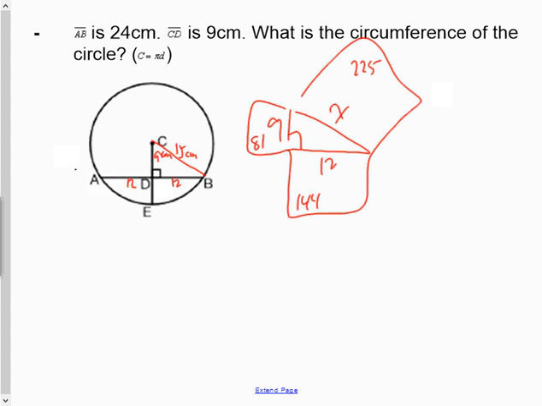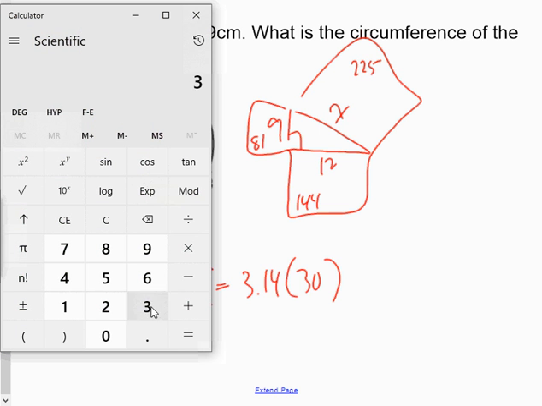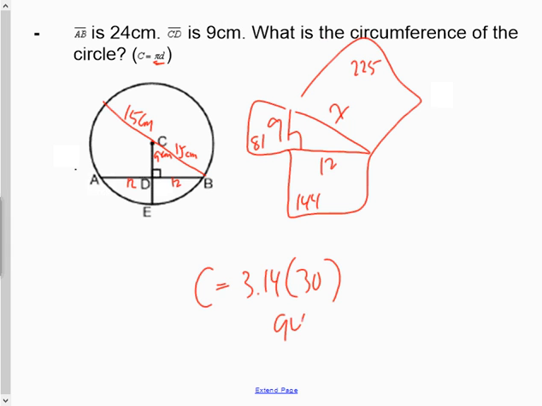But wait, we're not done. In order to find the circumference, I need to know the diameter, not the radius. But if I double it, that 15 centimeter radius is now a 30 centimeter diameter, and therefore I know that the circumference will be equal to pi multiplied by the diameter, or 3.14, or if you use 3, that's fine. 3.14 multiplied by 30. And therefore, the circumference of the circle, or the distance around the circle, is 94.2 centimeters.